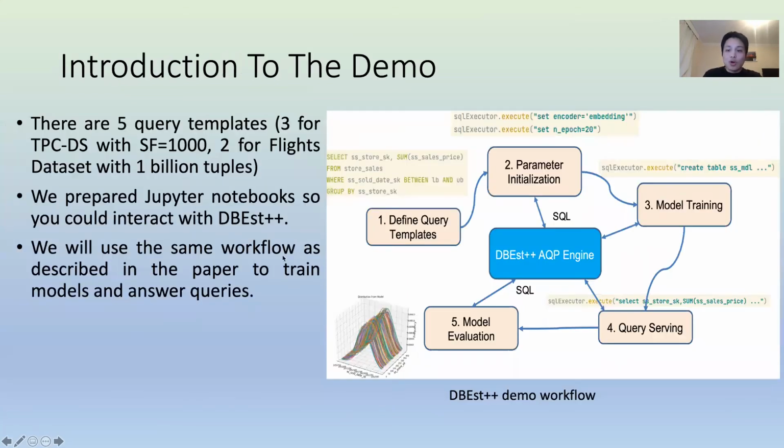In the demo, we provide 5 query templates, 3 for the TPCDS dataset and 2 for the flight dataset. We also provide Jupyter notebooks, so you could interact with DBEst++. We use the same workflow as described in the paper. You need to define the query template and initialize the parameters. After that, you can train the model and use the model to answer a query. You could also make some plots if you want.